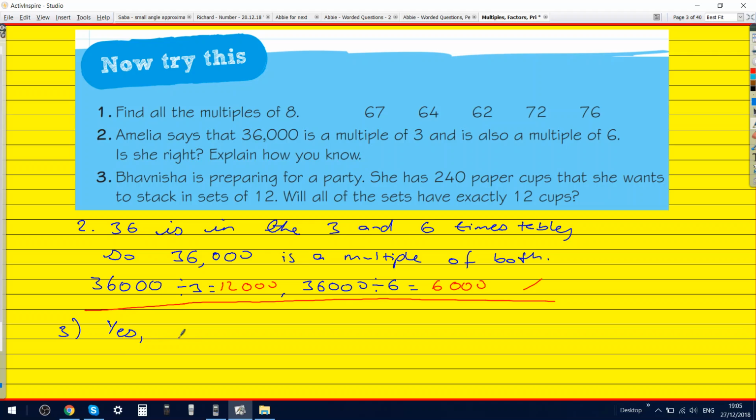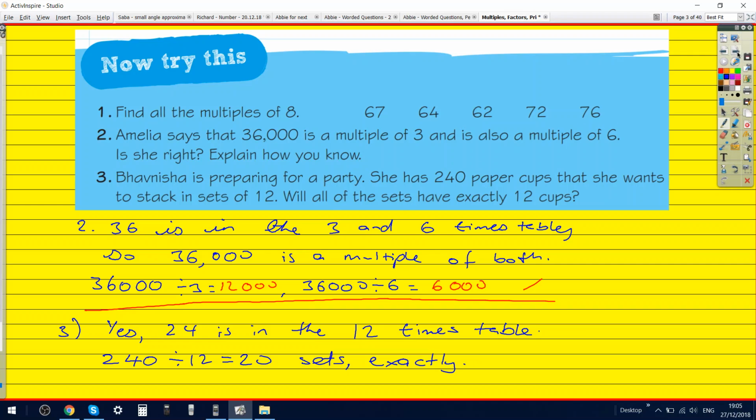And how many sets would it be? I think 20. 24 divided by 12 is 2, so 240 divided by 12 is 20 sets. And so it would be 20 sets exactly. Okay. So that one is right, yeah.